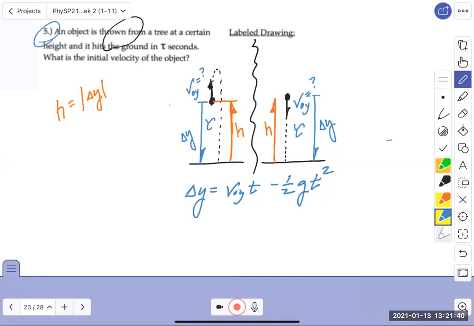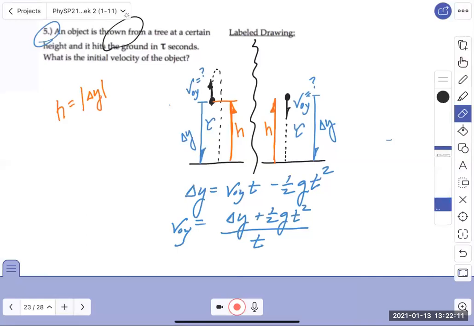V naught y then is equal to delta y plus 1/2 gt squared all over t. So that's in general. We're not done yet because we got to use the variables we're given. We're given h, we're given tau. Let's change the t to tau. That's obvious. Tau meaning total time. A particular time, the total time. So there's my tau.